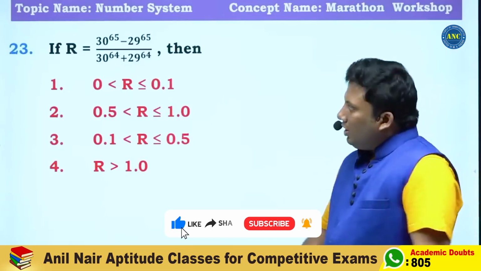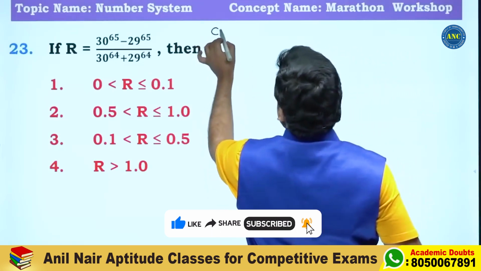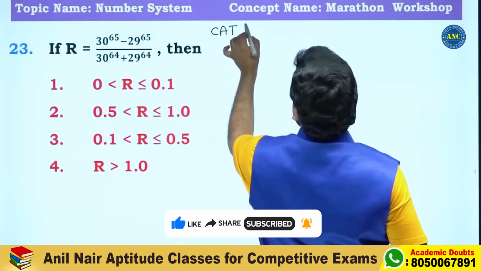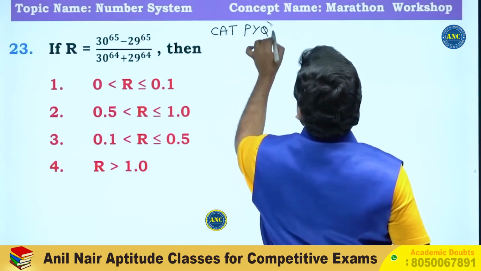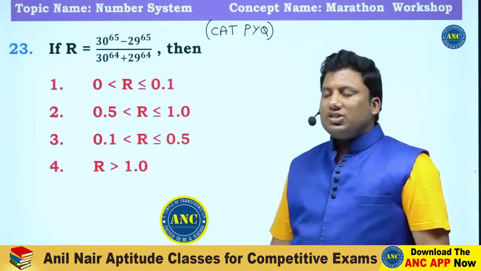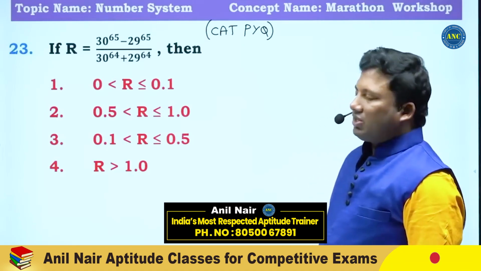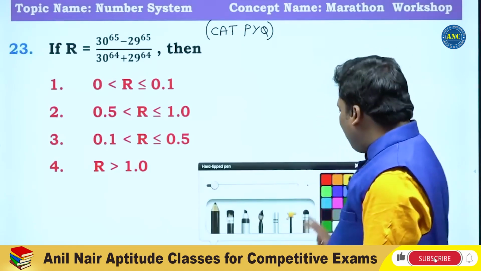These are equivalent to 30 power 65 minus 29 power 65. CAT previous year question: 30 power 65 minus 29 power 65 by 30 power 64 plus 29 power 64.